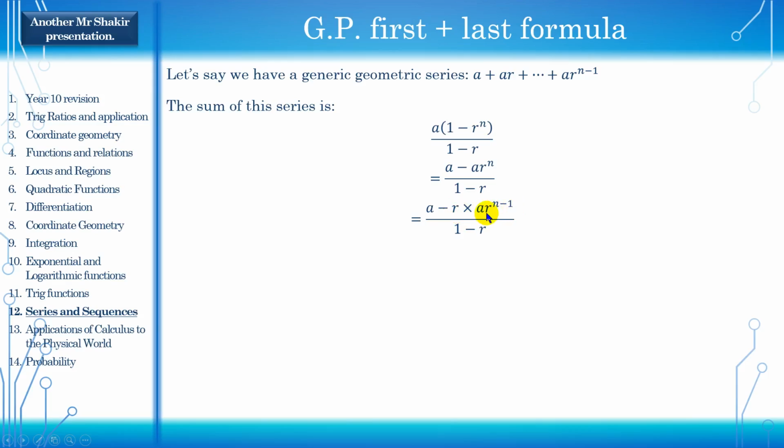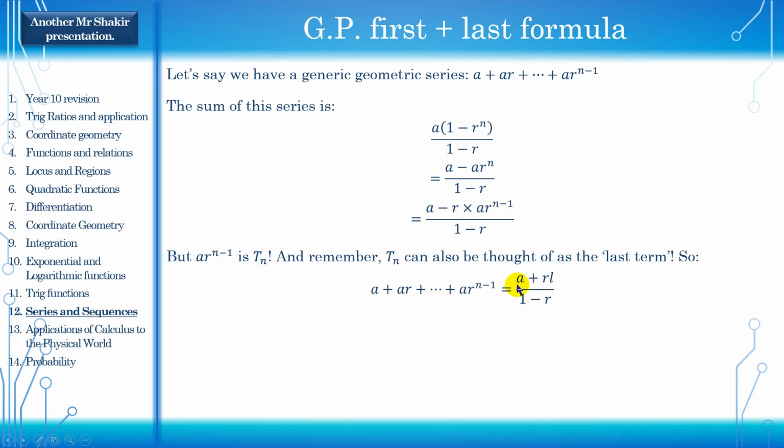Right, because I've taken this R, there was n number of R's multiplying together. I took one of them out. Now there's n minus 1 R's multiplying together. AR to the n minus 1 is the nth term, the T of n formula, the formula for the last term. So we have A, which is the first term, and we have the last term. But the last term has to be multiplied by R. Okay, so A plus R times the last term over 1 minus R. And that's a shortcut you can use. First plus R times last over 1 minus R.